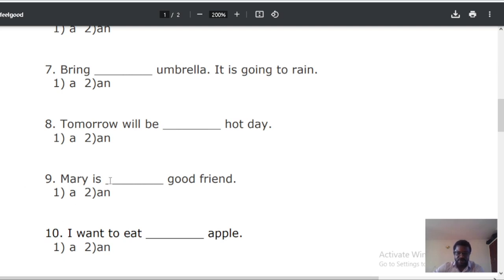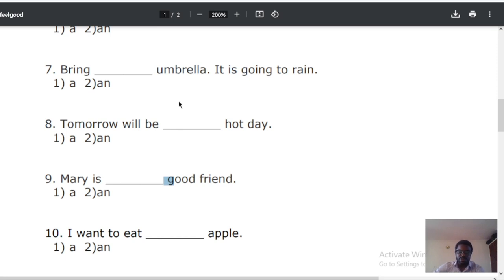Mary is a good friend. G is what? A consonant. That's why we use what? A good friend. Number 10, I want to eat an apple, because what? A is what? A vowel. So we have to use an apple.